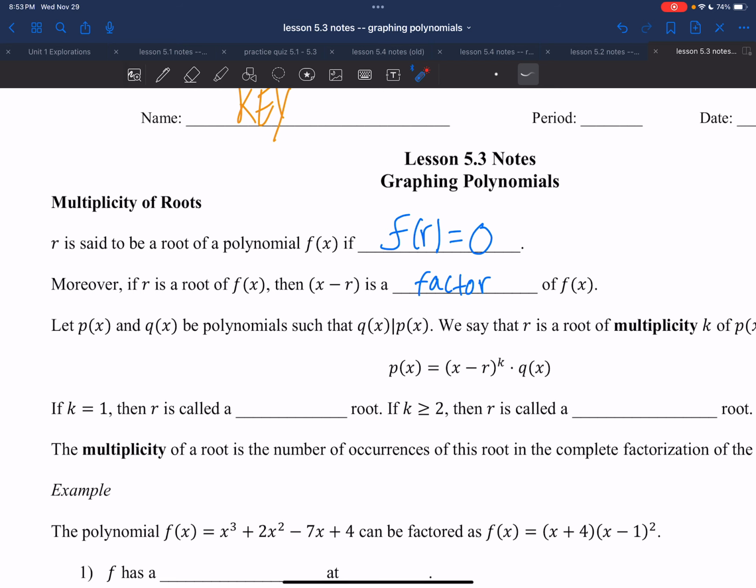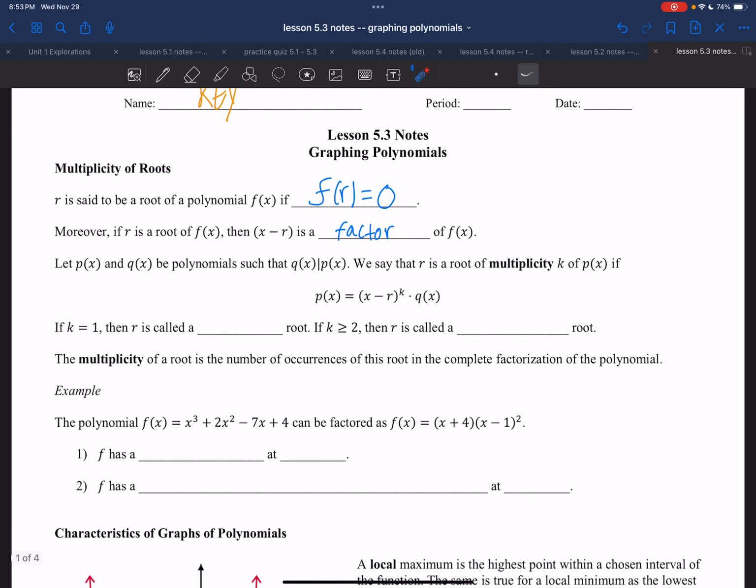Now, this next piece, if you just read it by yourself, it might sound a little confusing, but I assure you it's not that bad. It says, let p of x and q of x be polynomials such that q divides p. All that means is q is a factor of p, yeah? Then we would say that, assuming p of x has roots, which it should, r is a root of multiplicity k of that polynomial p of x if p of x equals x minus r to the power of k times q of x.